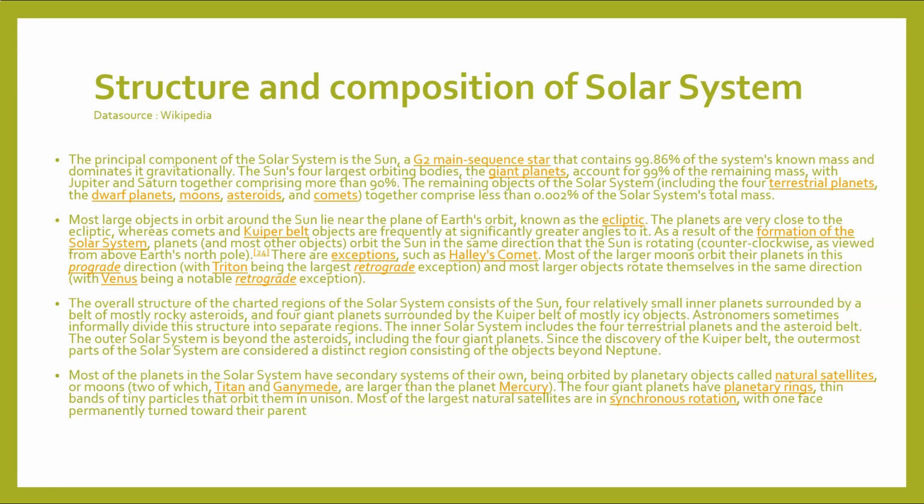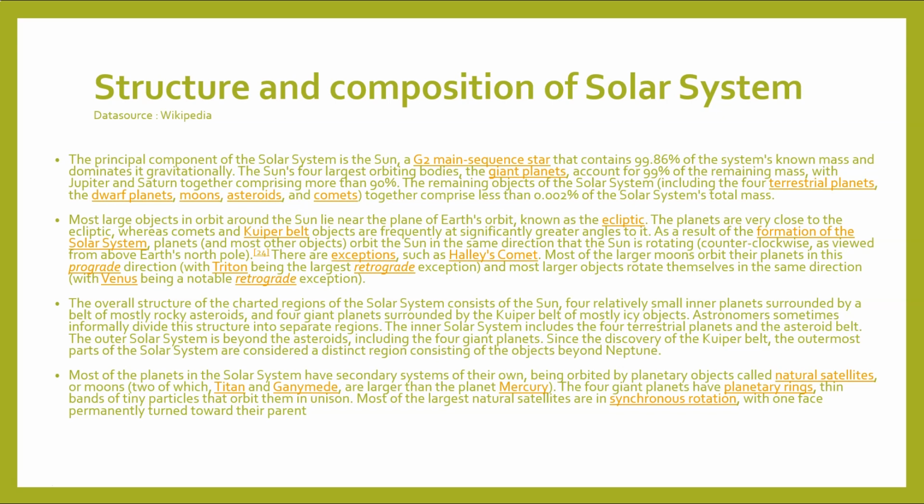Most large objects in orbit around the Sun lie near the plane of the Earth's orbit, known as the ecliptic. The planets are very close to the ecliptic, whereas comets and Kuiper Belt objects are frequently at significantly greater angles to it. As a result of the formation of the solar system, planets and most other objects orbit the Sun in the same direction that the Sun is rotating, counterclockwise as viewed from Earth's north pole. There are exceptions, such as Halley's Comet. Most of the larger moons orbit the planets in this prograde direction, with Triton being the largest retrograde exception, and most larger objects rotate themselves in the same direction, Venus being a notable retrograde exception.